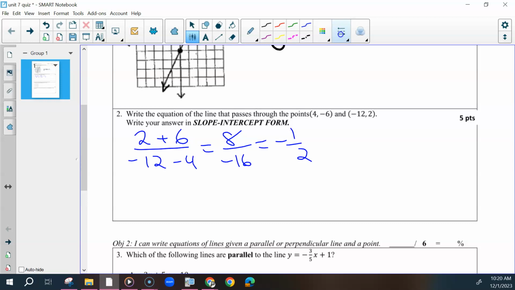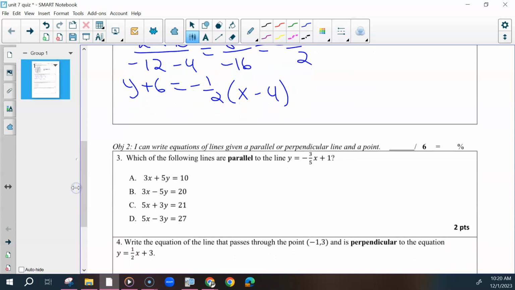And then you should have used one of these points with your point slope, your y minus y1 equals m times x minus x1. Many of you use this one. So y plus 6, or minus 6 and then change it to a plus, equals negative 1/2 times x minus 4. Distribute and then solve.